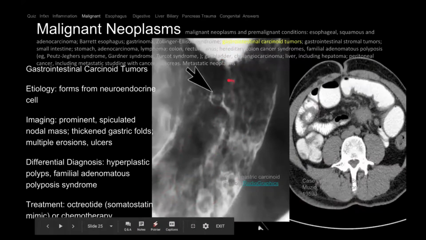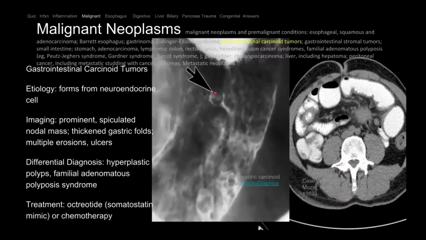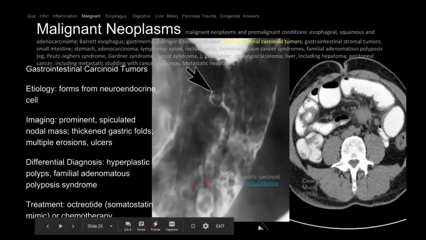So we have these little round filling defects, right? So it's pooching in, and so then the contrast goes around it. You know, a nodule within the stomach. And the nodule could be anything. It could be hyperplastic nodules. It could be adenomatous nodules. I mean, in this case, this was a carcinoid, but you can't get the histotype based on the imaging appearance, although we can give a differential diagnosis.